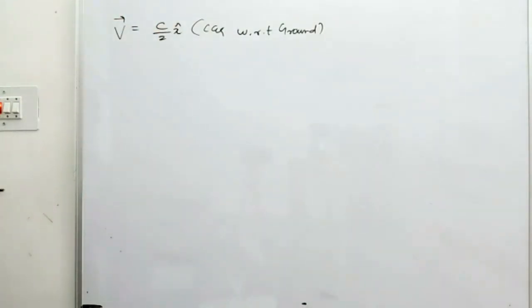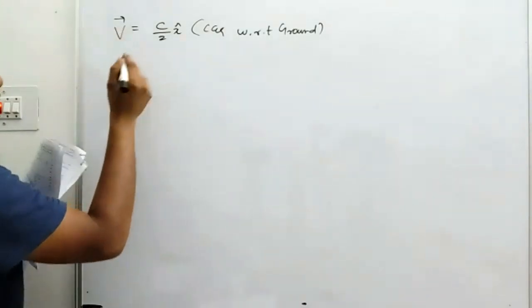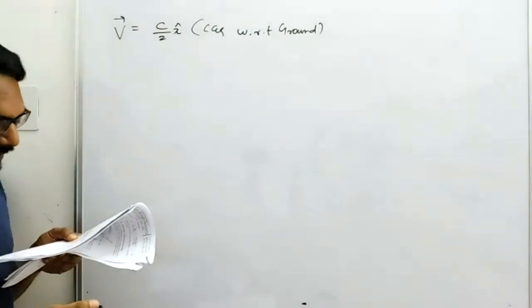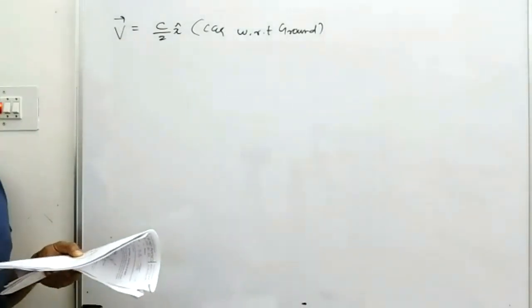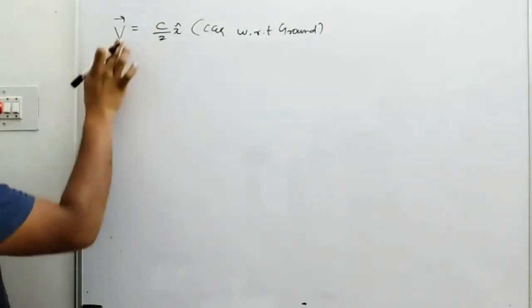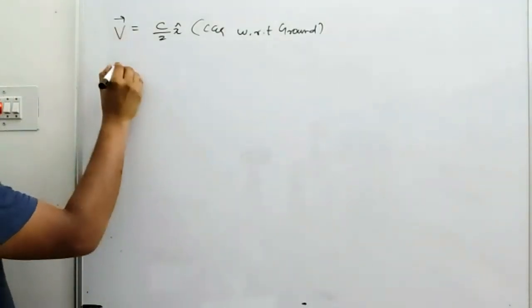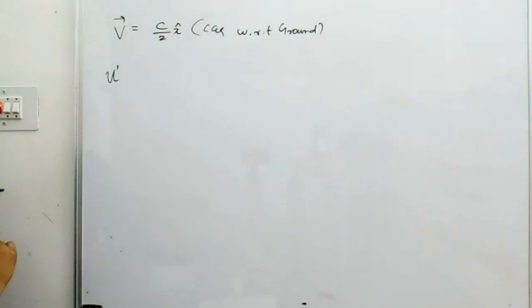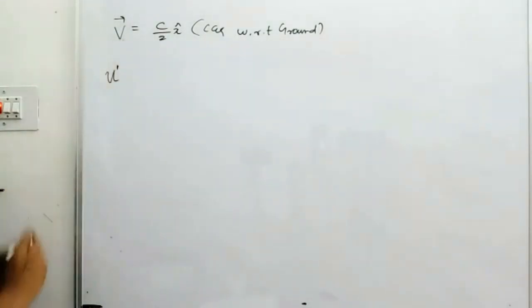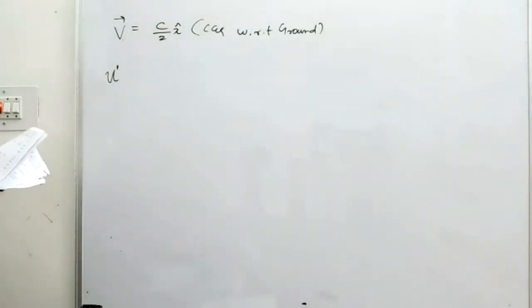A ball is thrown from the car with speed c by root 2. So they are saying that it's thrown from the car, so we assume that this is the speed with respect to the car. The velocity of the ball with respect to the car, I'll write it like this, u prime. Prime means velocity of the ball with respect to the car.